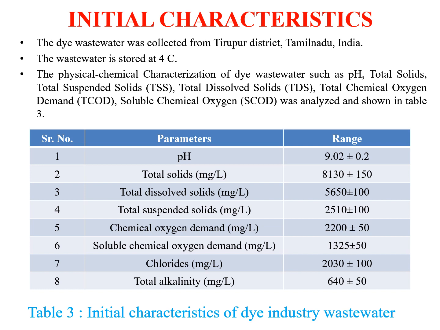The physical and chemical properties of the dye wastewater, such as pH, total suspended solids, total dissolved solids, total chemical oxygen demand, and soluble chemical oxygen demand, are shown in the table, and the range of the parameters is given below.